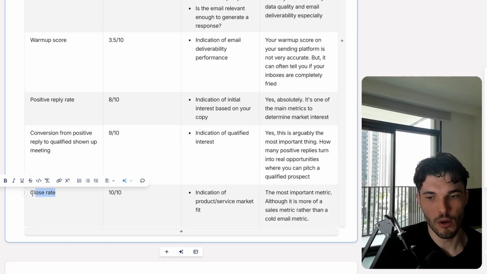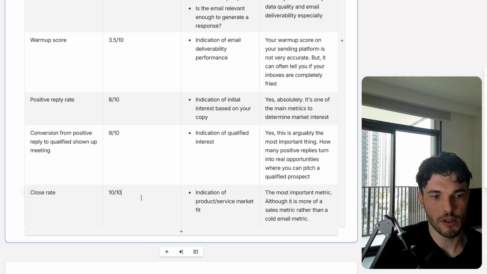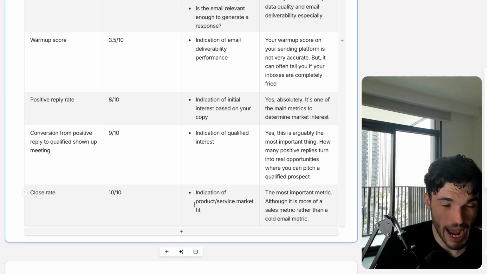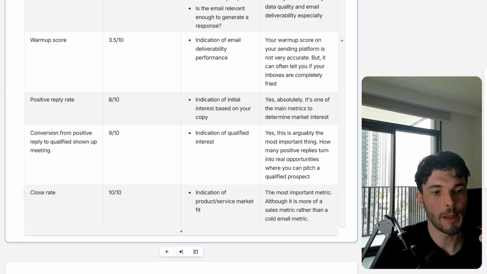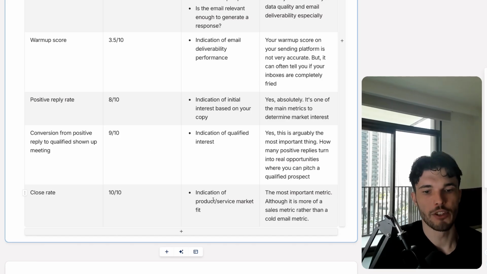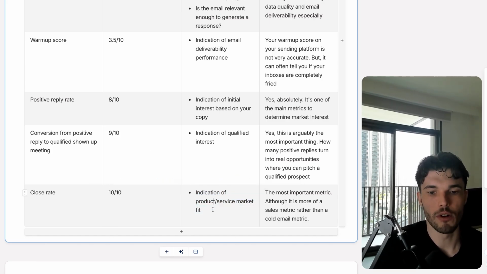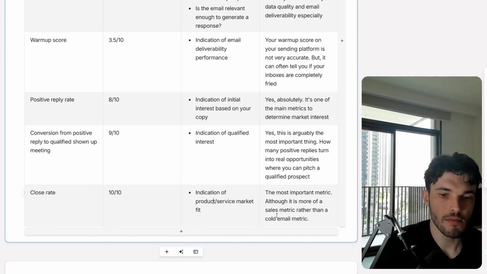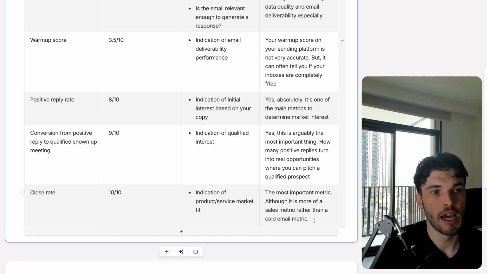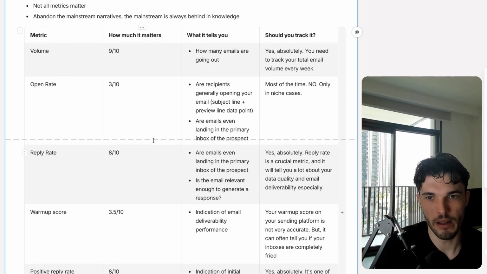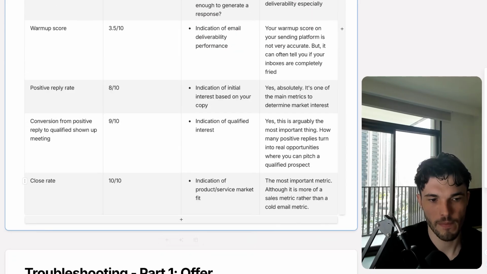Now, the last thing here is the closing rate, which is definitely the most important metric. It's a 10 out of 10 importance, because that's what's actually going to bring in the revenue and tell you if your offer is actually good enough for people to pay you money. And so, it's generally an indication of product/service market fit. But of course, this is not really, I would say, a cold email metric. So I'm not going to talk too much about closing rate and sales in this video. But I just wanted to mention it here in this metric section.